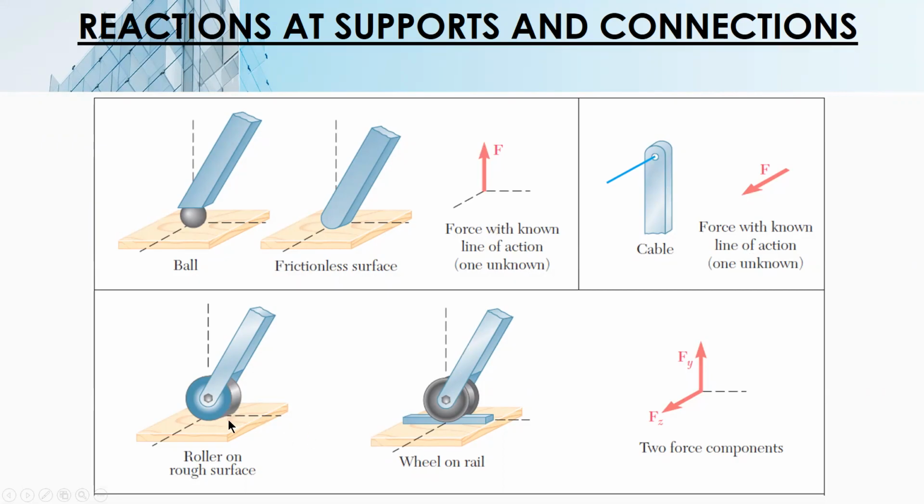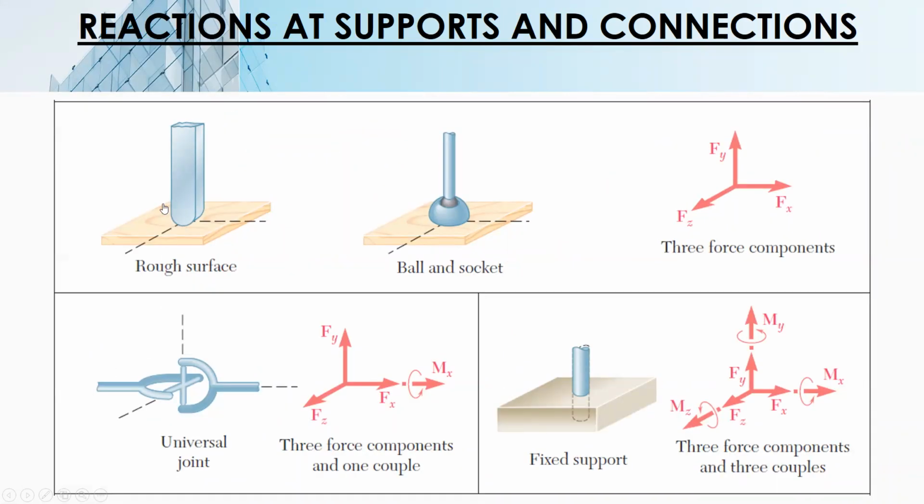For a roller on a rough surface, for this orientation, the roller is free to move in this direction X. Therefore, there is no reaction along the X-axis. But it is not free to move along the Z and Y axes. So therefore, there is a reaction along the Y and Z axes. Same with a wheel on rail, free to move along X, but not free along Z and Y. And then rough surface and ball and socket, not free to move along X, Y, and Z. Therefore, there are reactions along X, Y, and Z. Free to rotate, so there is no moment.